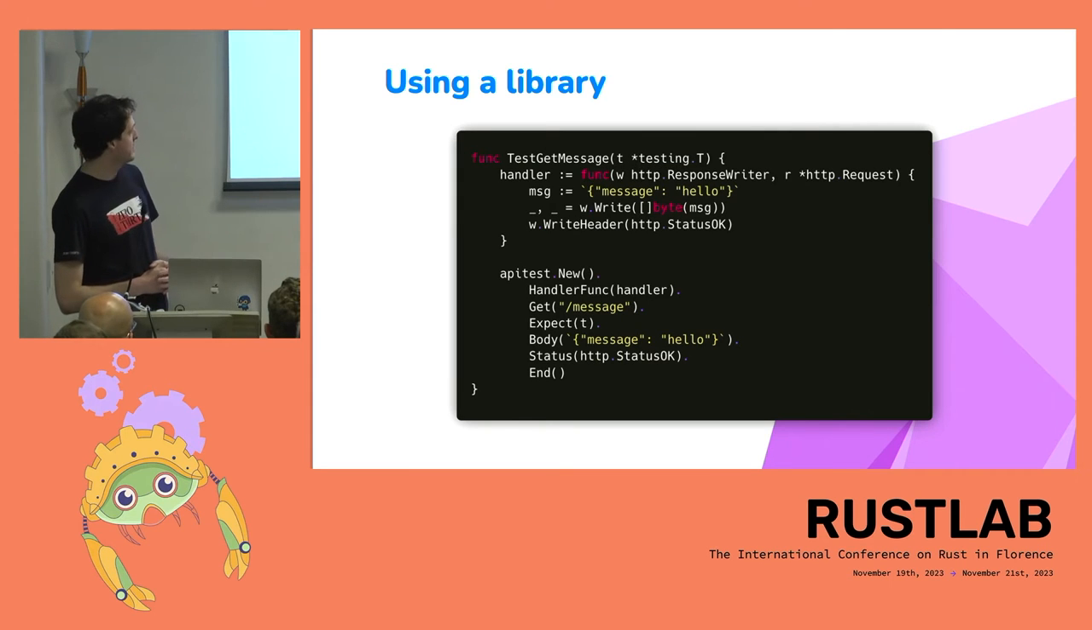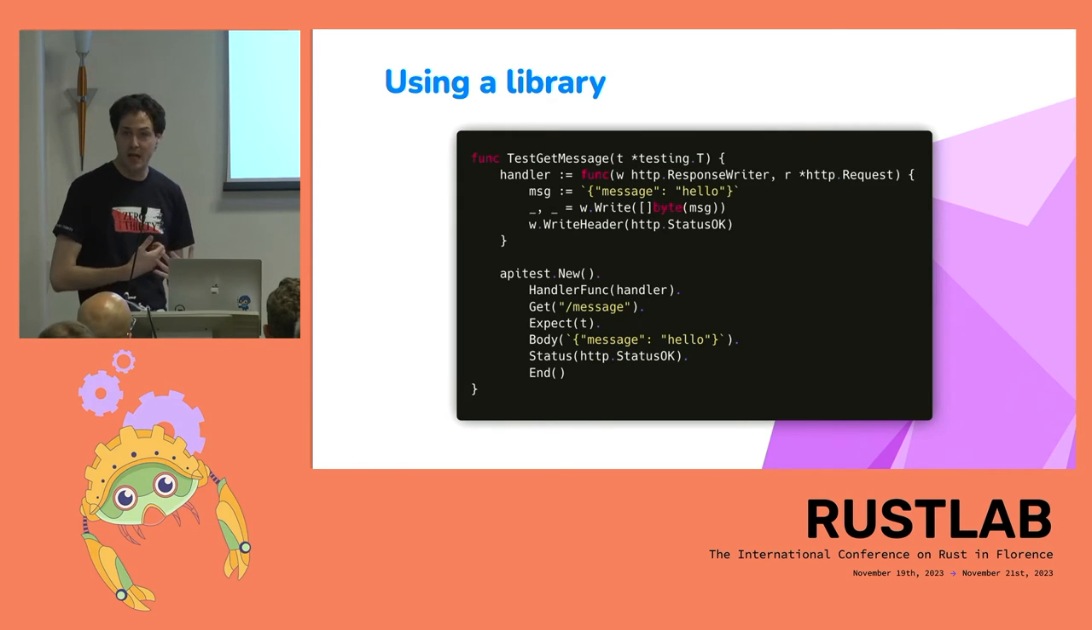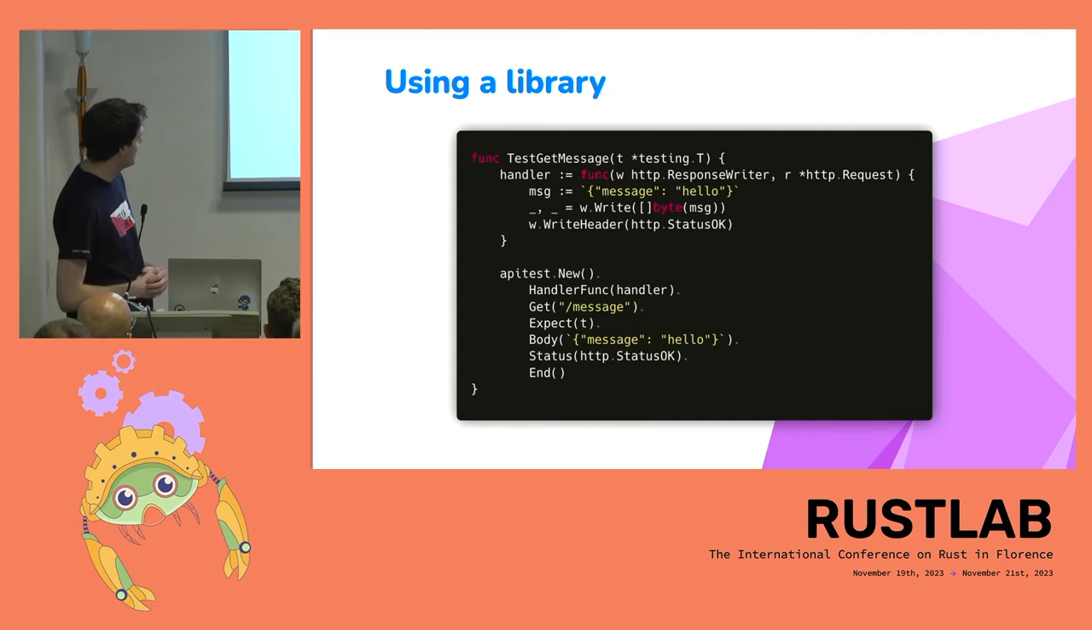You can do a similar thing, but using a library that helps you. I found apitest. It's basically the same thing. You have a handler, and in this case you chain some functions to do your test. You give it the handler, then you get the message, and then with an expect helper, you say, I want this body and this status code, end. And I'm sure that will give a nice error if you fail, or if you give a different body.